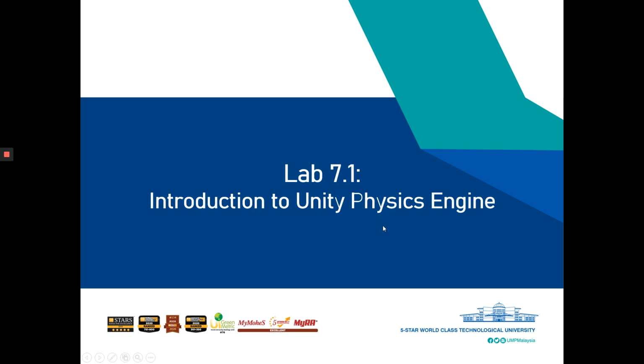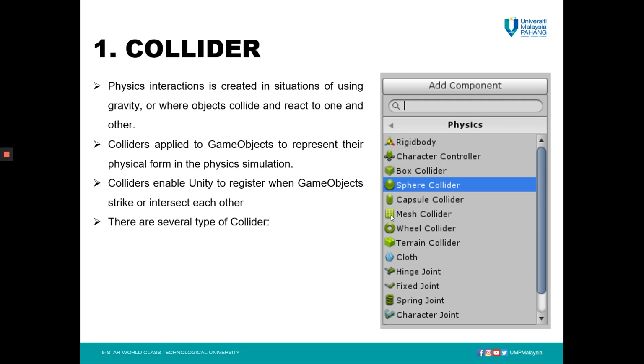As for this video, we will go on the introduction to the key concepts under Unity Physics Engines. As you know, physics enables objects to be controlled by an approximation of the forces which exist in the real world, such as the gravity, the velocity, and the acceleration. So, let's go to the first key concept, which is the collider.